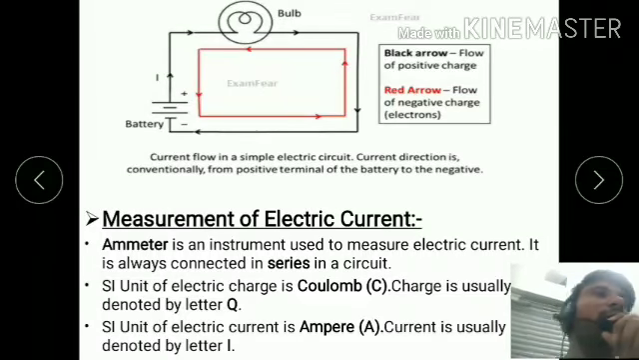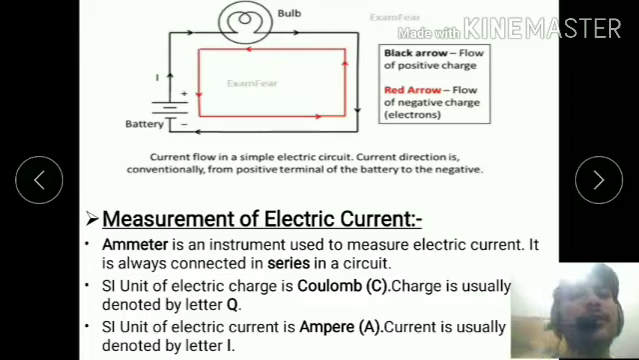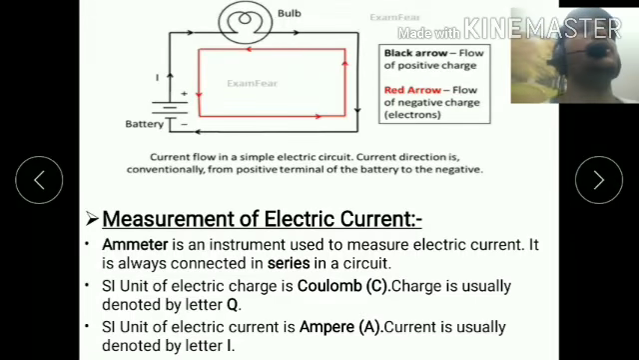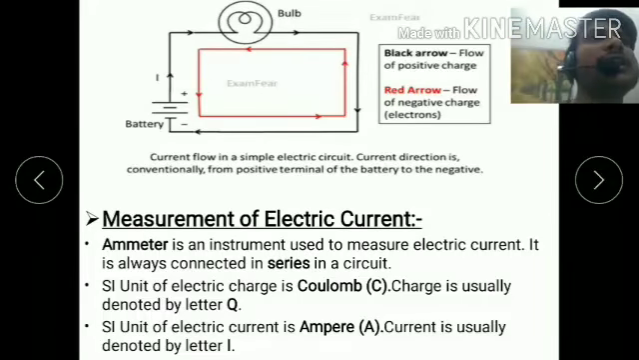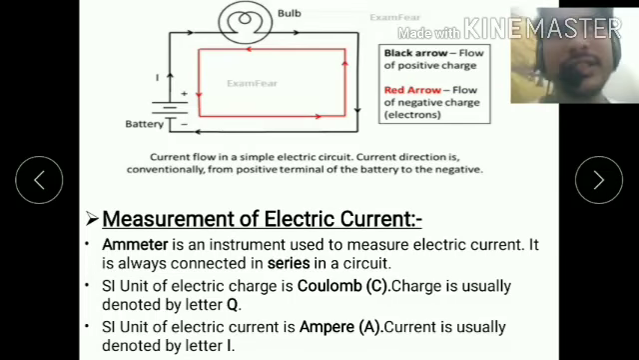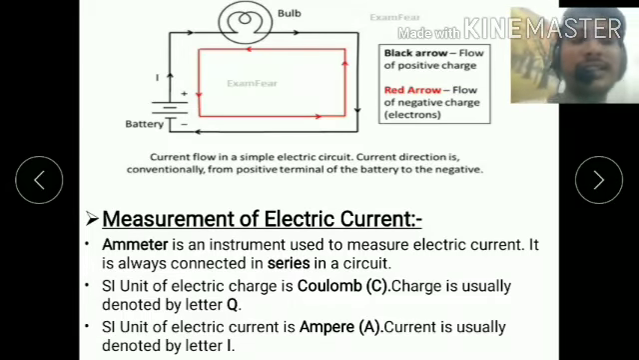Now, the measurement of the electric current. How can we measure the electric current? An ammeter, you should know. We use two instruments. An ammeter we use for the measurement of electric current, and we use the voltmeter for the measurement of the potential. What is potential? We will study that in the next slide.